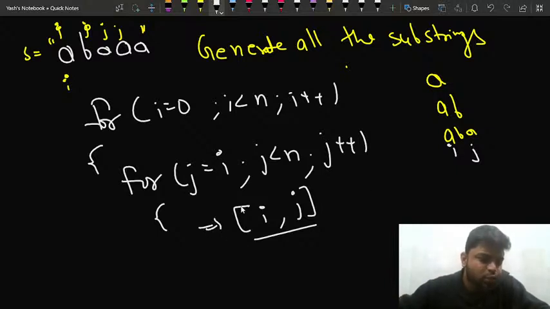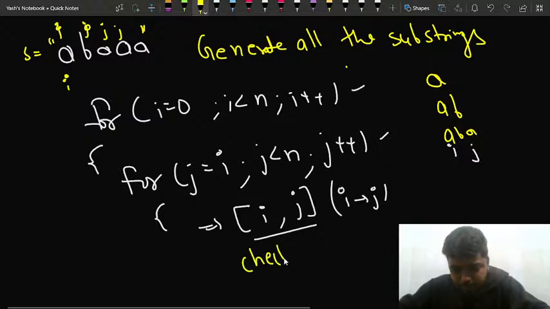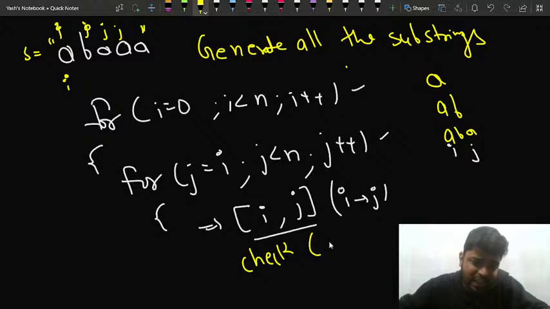So one thing is that you generate all these substrings, right? These two loops will help us in generating all these substrings, and then you check whatever substrings you get that start from i and end at j. You check for all these substrings whether this is a palindrome or not, right? Now you check for this particular substring which is starting from i and j, whether this is a palindrome or not, right?